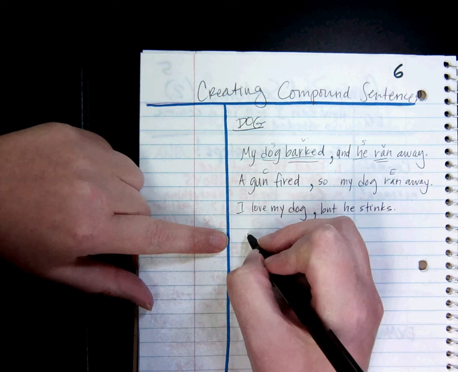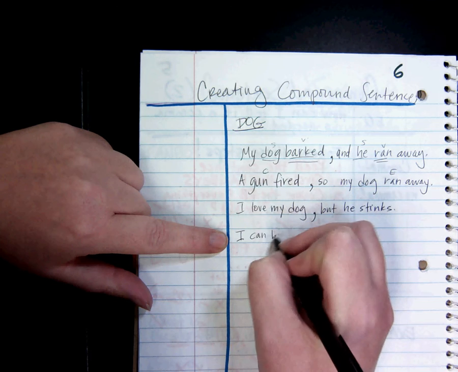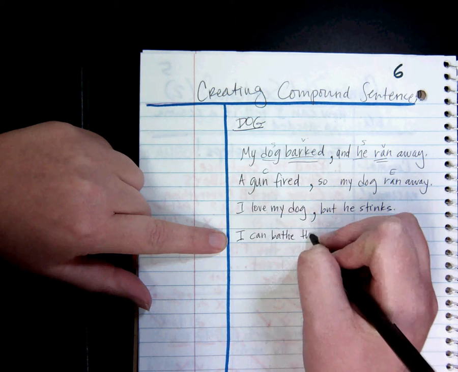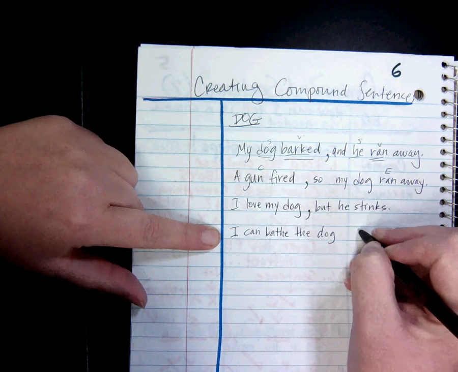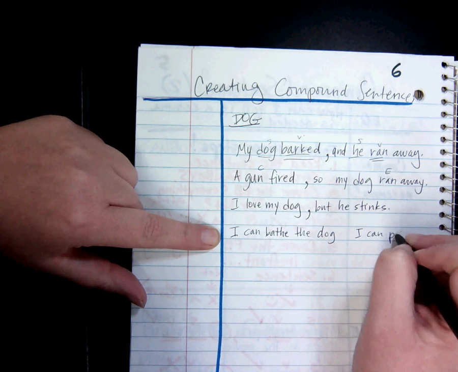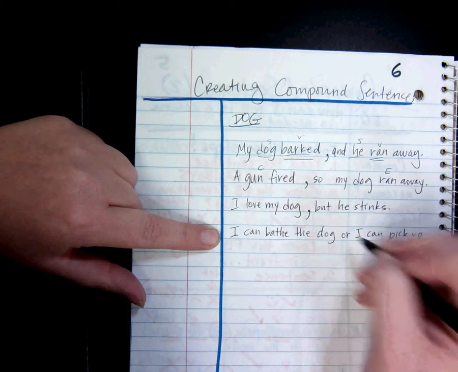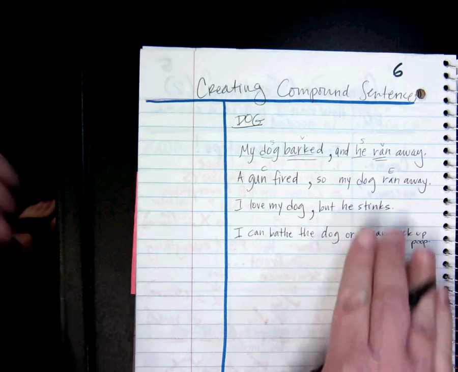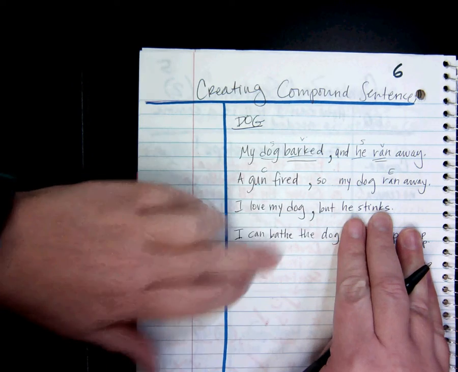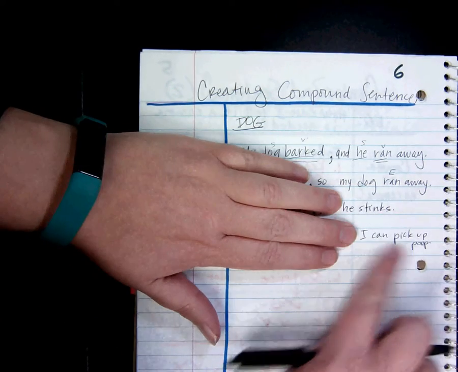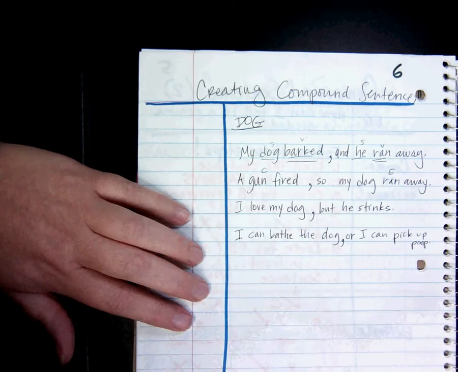So let's think. I can bathe the dog, or I can pick up poop. Okay, I have to check. I can bathe the dog. That's a complete sentence. I is the subject, can bathe is the verb. I can pick up poop. I is the subject, can pick up is the verb. So I definitely need a comma.